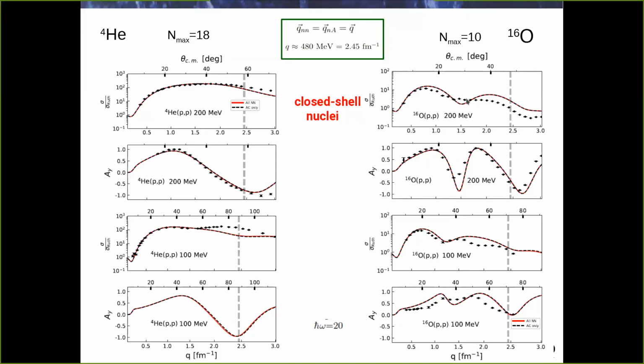I have a backup slide if somebody wants to see how the spread with ħω is, because Nmax 10 is the largest we can do. But the point I want to make here is that what the old people, those before us, did as an approximation is very good.